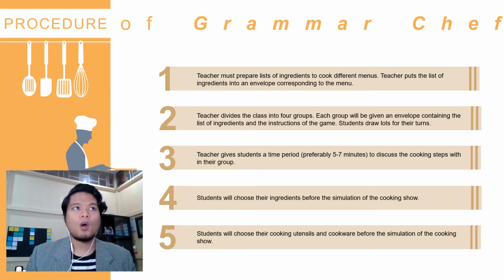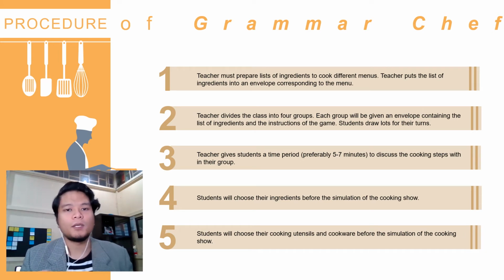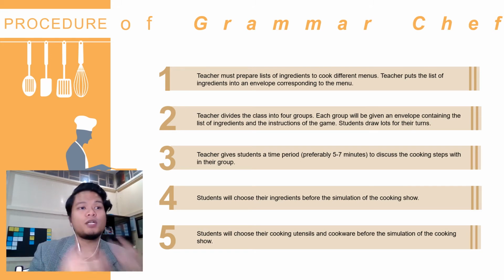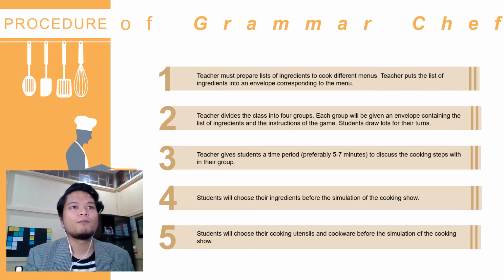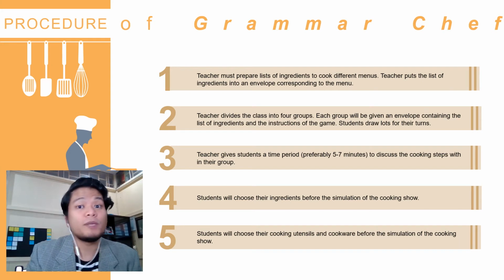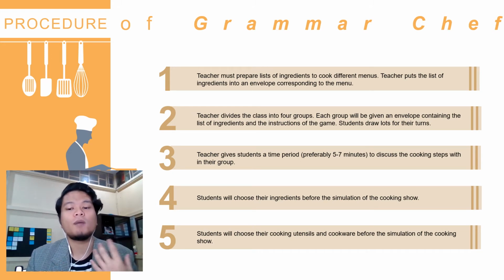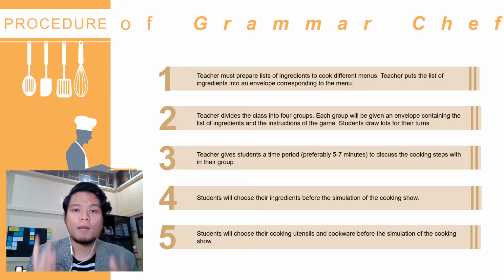Okay, so for this part, teacher will have to prepare a table full of pictures, the cutout pictures of the ingredients at the side of the table, and then the students will have to choose which ingredient fits for the menu that they will be cooking. So they will choose the ingredients and then proceed to the fifth step, which would be students will choose the cooking utensils and cookware before the simulation of grammar chef.